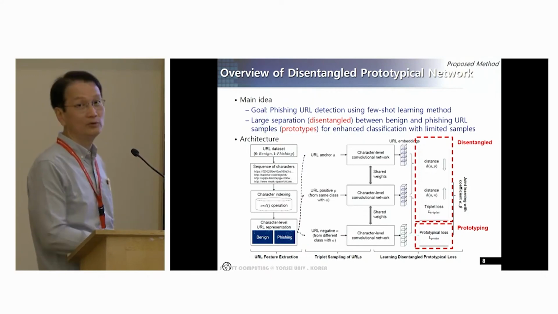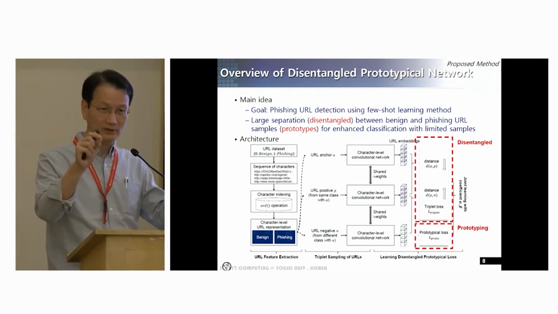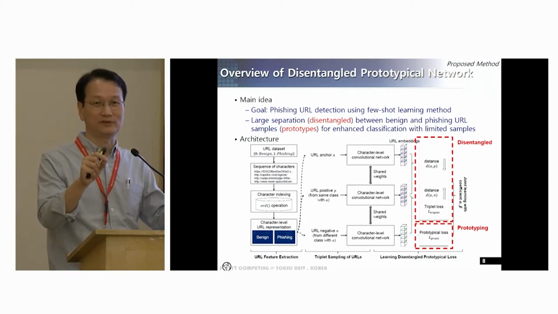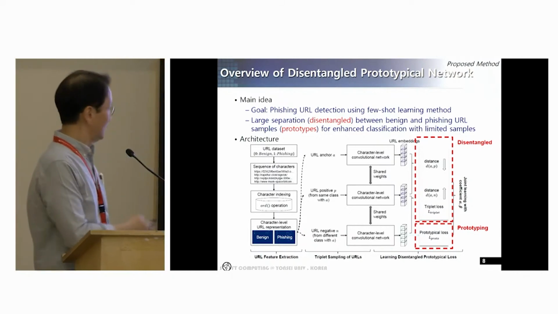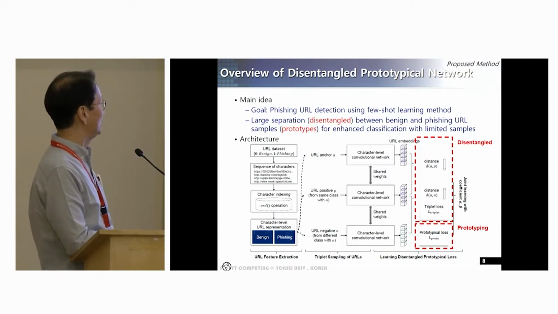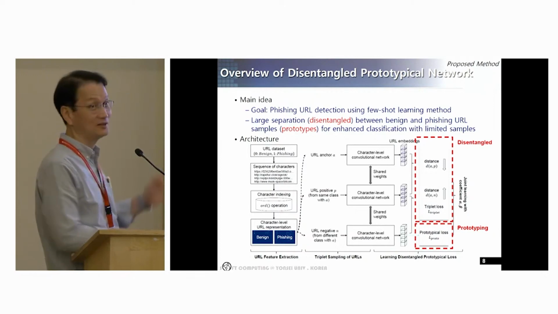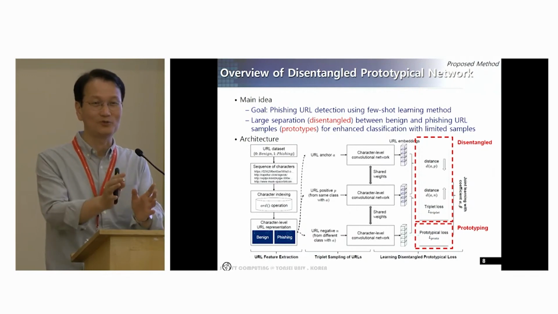And prototypes: we do not store all the samples, so we'd better figure out the representative samples. That is called the prototype. This figure shows the overall architecture. From the URL data set, we get the sequence of characters like this, and we apply character indexing to produce the character-level representation. This representation is the representation of one URL.